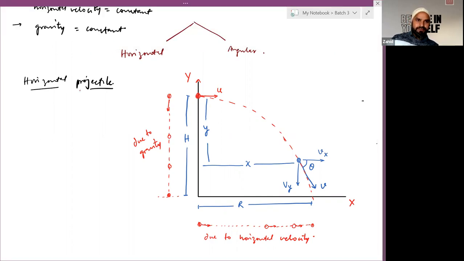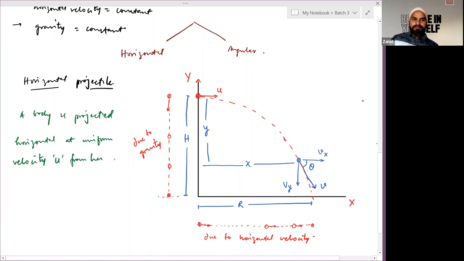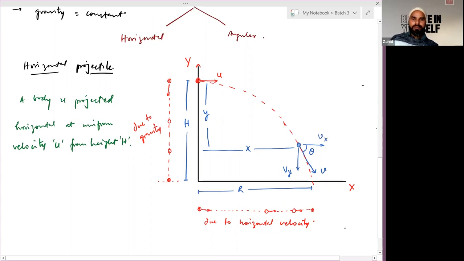So in this part, a body, ball, stone, or anything is projected horizontally at uniform velocity u from height h above the ground, due to which we have two-dimensional motion. So we may break this motion into two parts. One is along x-axis and the other is along y-axis. So first write it down till this part.